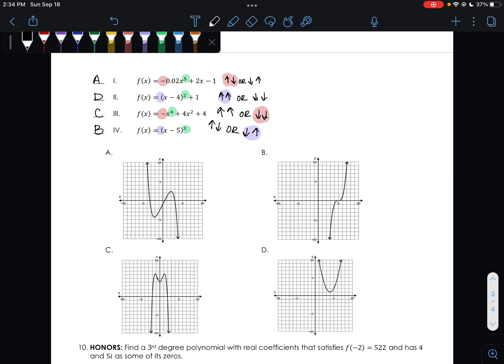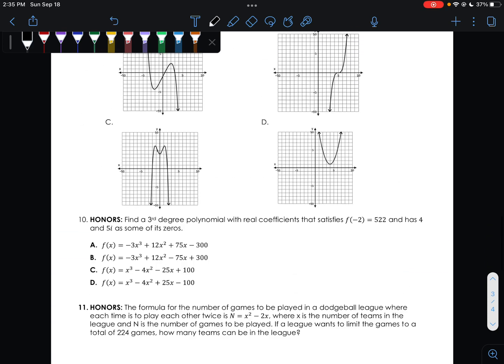Okay, so if you're not in honors, you're done with the review from here. If you're in honors, you're going to listen up for the last 2 examples.